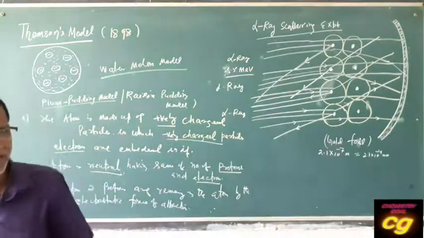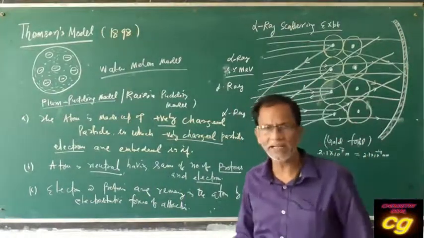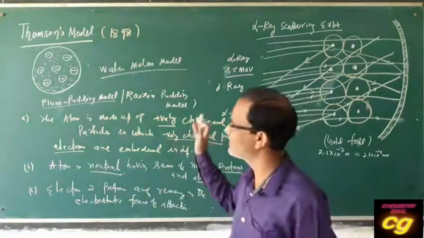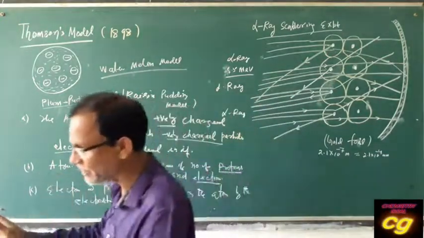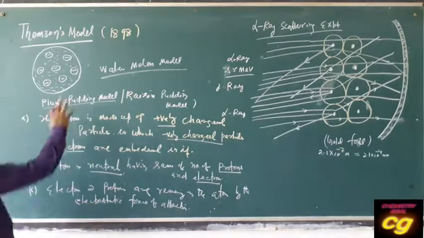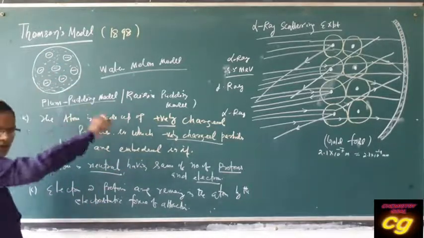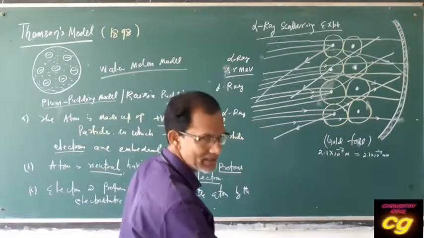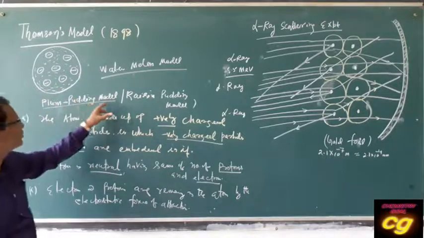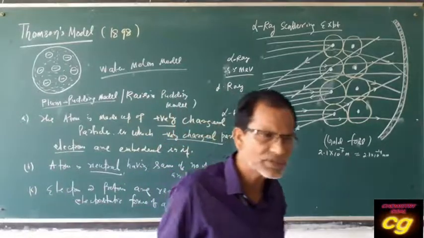Just like when we make a cake, we add dry fruits. The dry fruits behave like electrons and the whole cake is like the atom. The atom is mainly made of a positive charge sphere in which electrons are embedded. That's why this is called the watermelon model, plum pudding model, raisin pudding model. So it has different names.